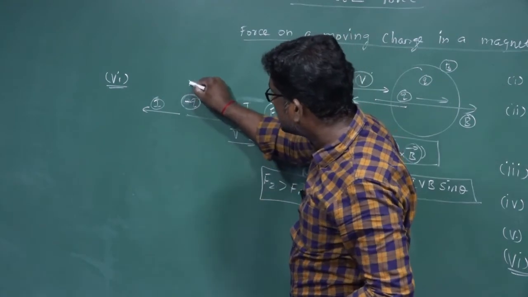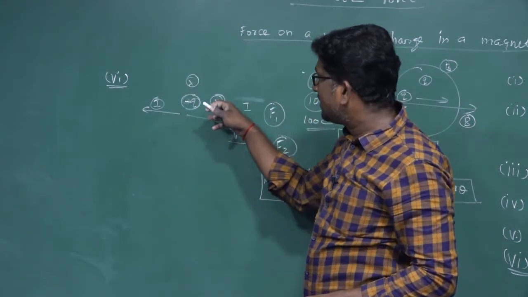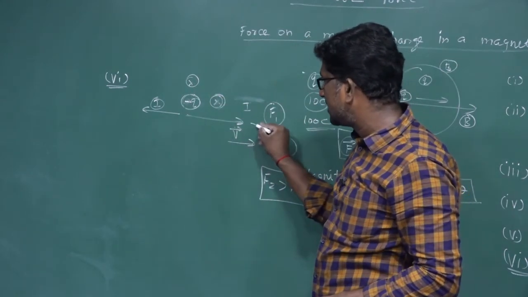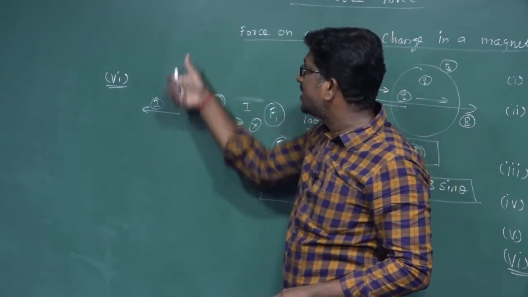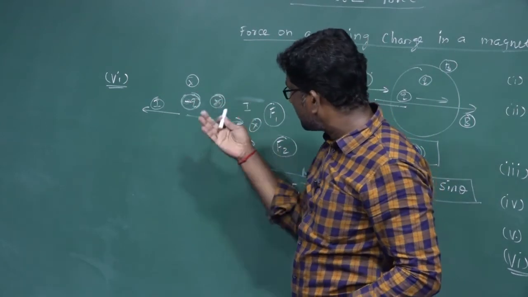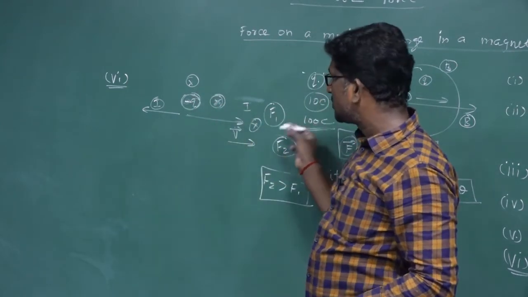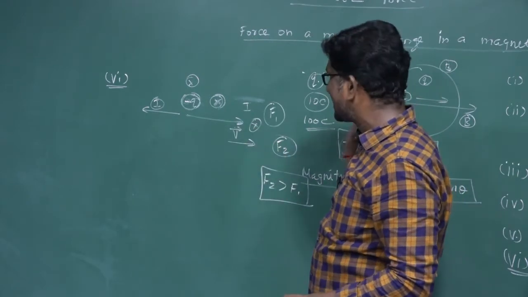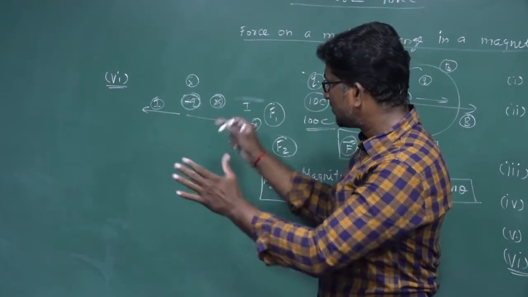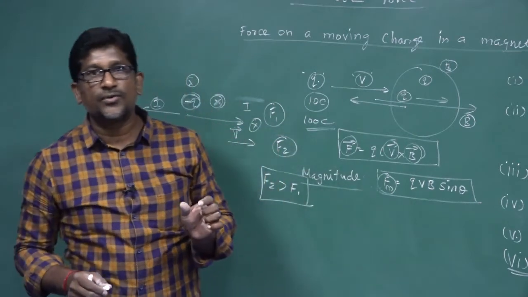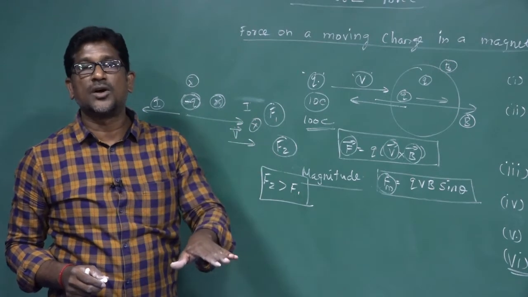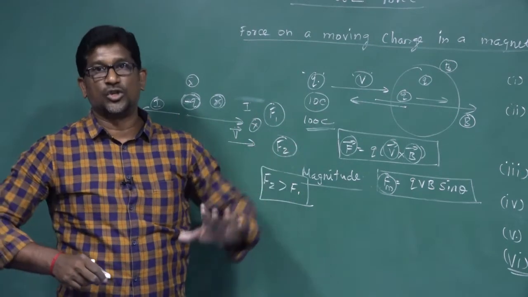So if the charge is positive and the magnetic field is acting perpendicular to the plane of the board and inward, and the positively charged particle moves along the positive x-axis direction, the magnetic Lorentz force is acting upwards. If it is negatively charged, the magnetic field is perpendicular and inward, and the charged particle moves in the same positive x-axis direction, but the direction of force is downward. So from this it is clear that the direction of magnetic force acting on the negatively charged particle is opposite to the direction of the magnetic force acting on the positively charged particle.